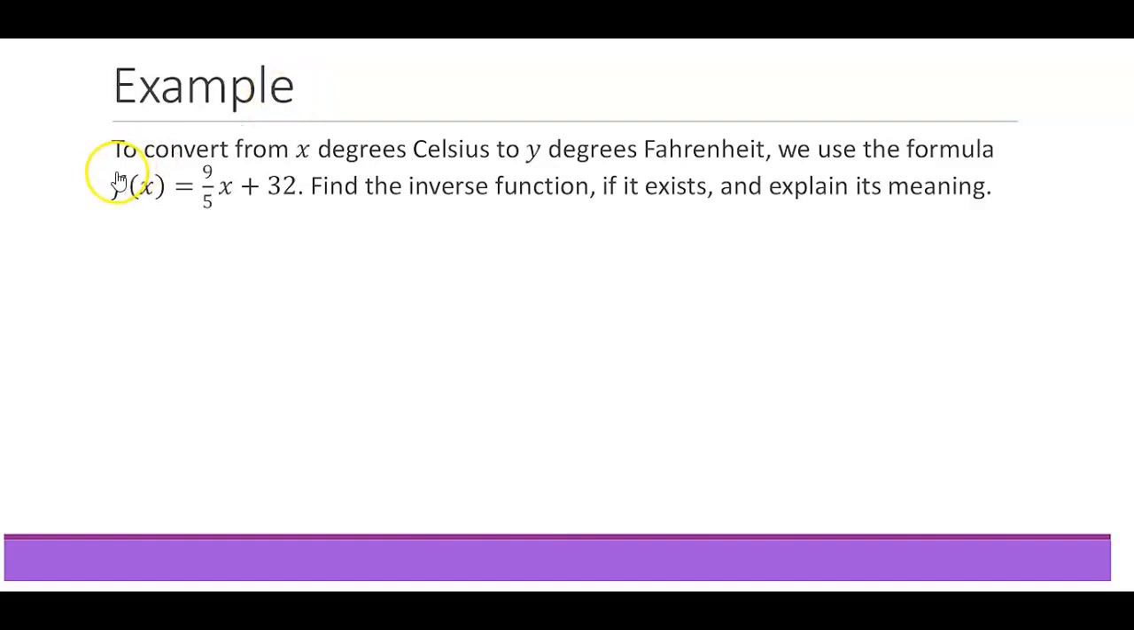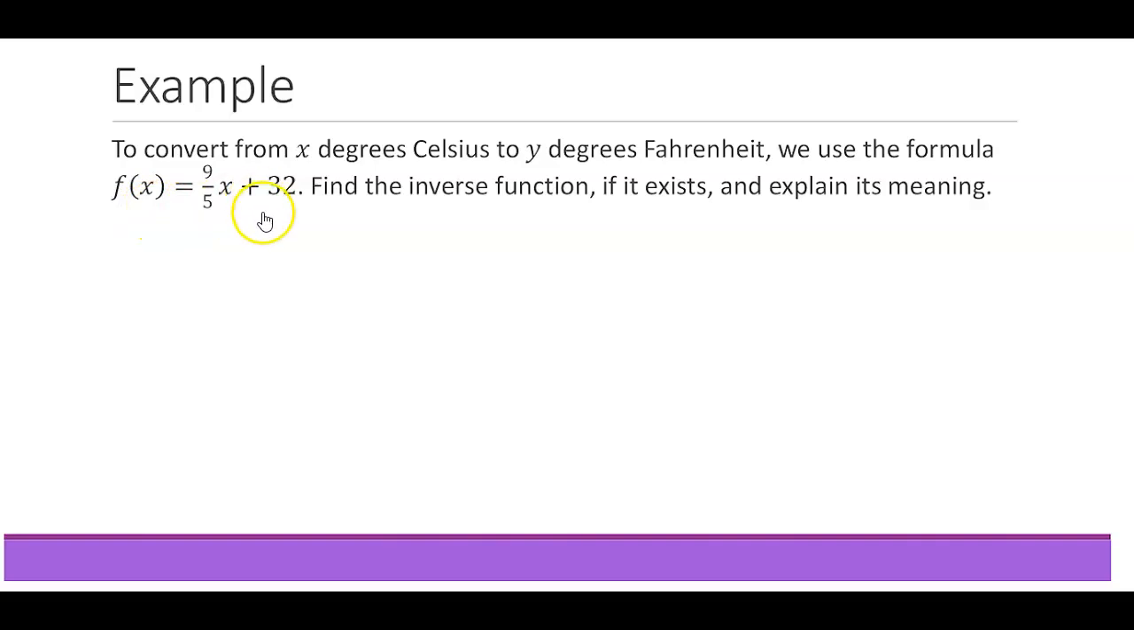In this next example, we're told that to convert from x degrees Celsius to y degrees Fahrenheit, we use the formula f of x equals 9 over 5 times x plus 32. Find the inverse function, if it exists, and explain its meaning. So if we substitute in a value of x that's in degrees Celsius, what will come out as y, because remember y equals f of x, is the conversion to degrees Fahrenheit.